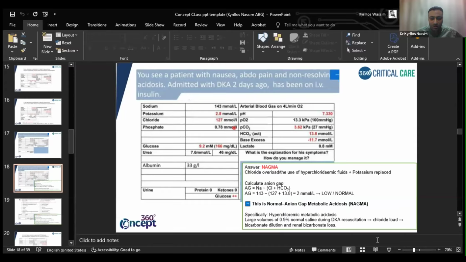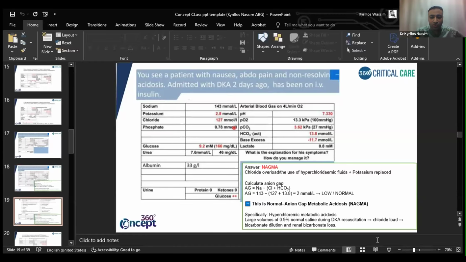So my answers will be, what is the explanation? It is a normal anion gap metabolic acidosis due to chloride overload of the normal saline used. And how would you manage it? I will stop it and replace the potassium first before the insulin. And the explanation for this case is a large volume of normal saline during DKA makes a chloride load, and this makes a bicarbonate dilution and renal bicarbonate loss, and makes the patient go to metabolic acidosis.